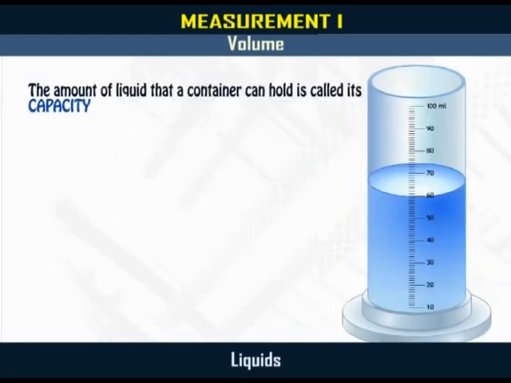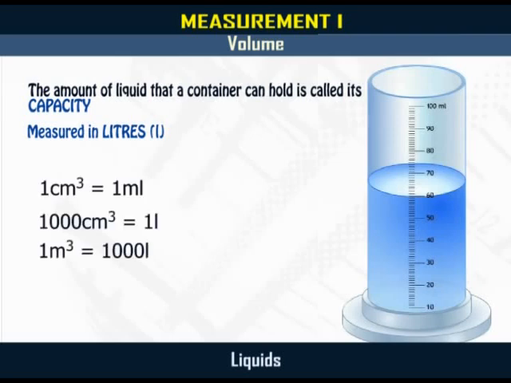The amount of liquid that a given container can hold is called its capacity. Capacity is determined by the volume of the container and is given in liters. To convert volume into liters, we use the following relationships. A container with a volume of 1 cubic centimeter can hold 1 milliliter of a liquid. A container with a volume of 1,000 cubic centimeters can hold 1 liter of a liquid. And a container with a volume of 1 cubic meter can hold 1,000 liters of a liquid. So when you calculate the volume of a container, you can determine how much liquid it can hold.